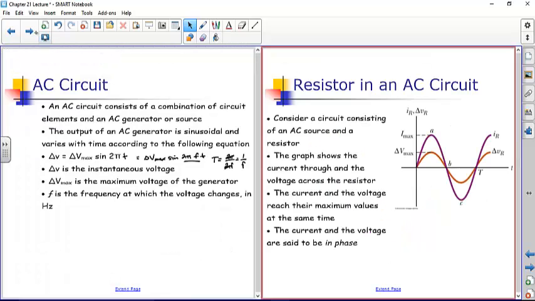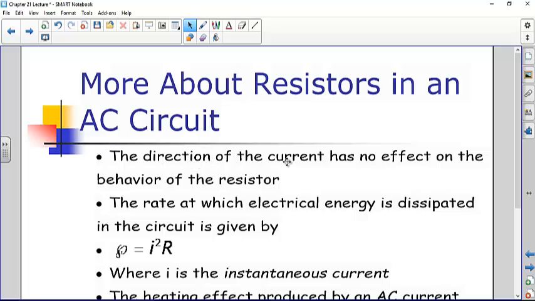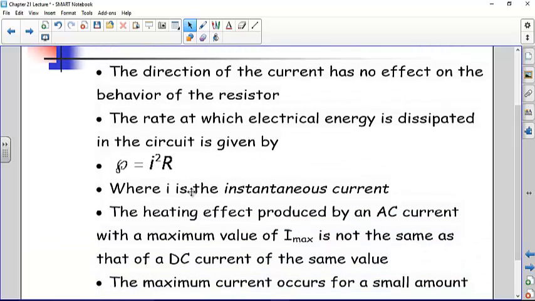Let's look at other things about resistors in AC circuits. The direction of the current has no effect on the behavior of the resistor. We said it didn't matter which direction you put a resistor in, it's going to behave the same, whether the current is moving from left to right or right to left. The rate at which electrical energy is dissipated in the circuit is given by P equals I squared R, and we've talked about that before. In this case, this is the instantaneous power: the instantaneous current squared times the resistance of the element, which is a constant value. This power is just dissipated as heat, and the maximum heat occurs when you have the maximum current.